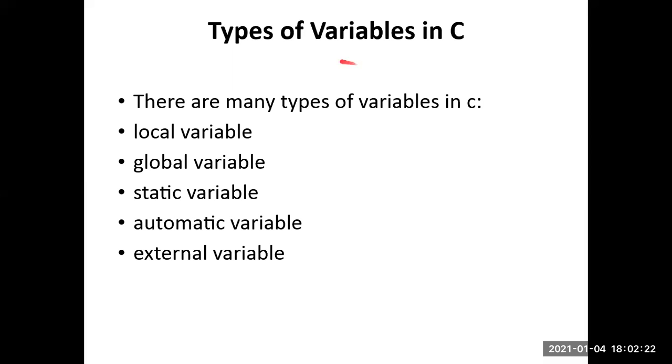Welcome to Tech. Today we're going to discuss types of variables in C. There are five types of variables: local, global, static, automatic, and external variables. We're going to see them one by one.